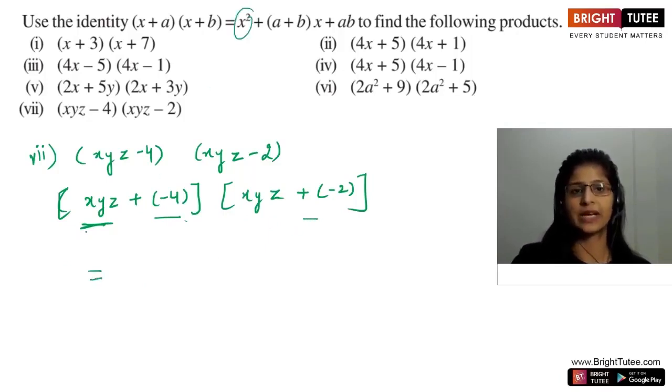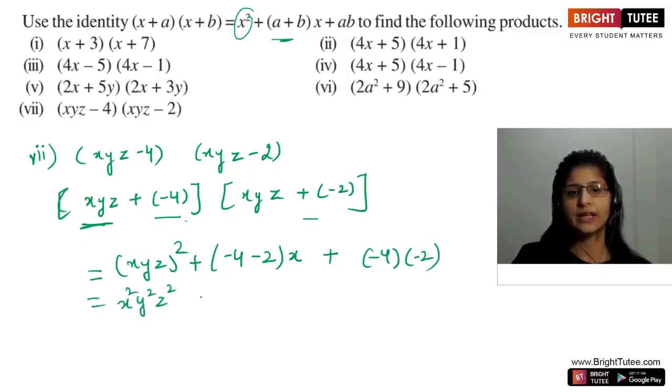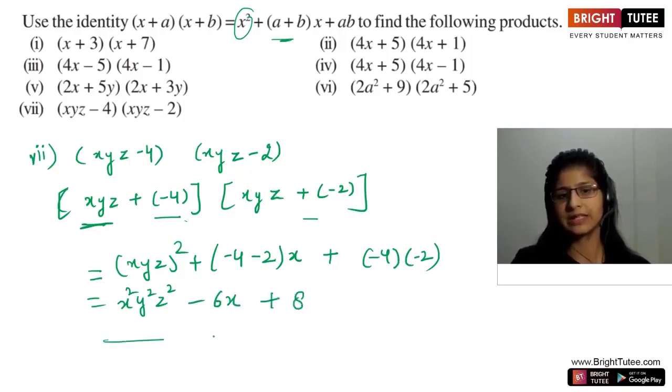First of all, it is x square, that means the first term. So xyz whole square plus a plus b into x. What is a? Minus 4. What is b? Minus 2. Into x plus a into b. What is a? Minus 4. What is b? Minus 2. So we get x square y square z square, okay, minus 4 and minus 2 is minus 6. Minus 6 multiplied with x, minus 6x. Then we have 4 into 2 is 8, and minus minus in multiplication will be plus. So plus 8 we will get. Clear? So this is the seventh part answer.